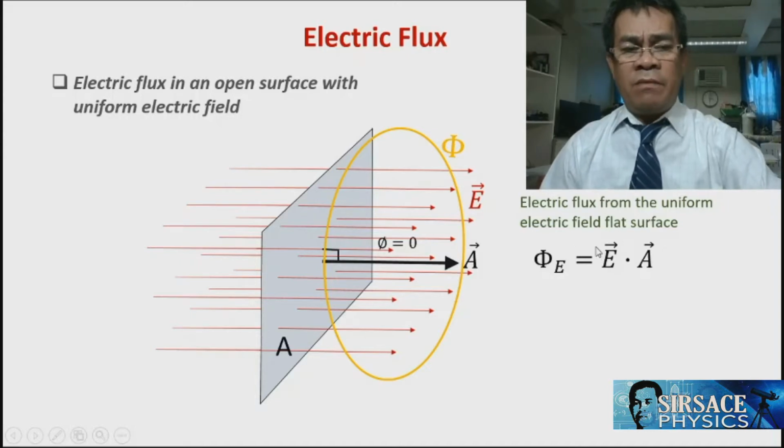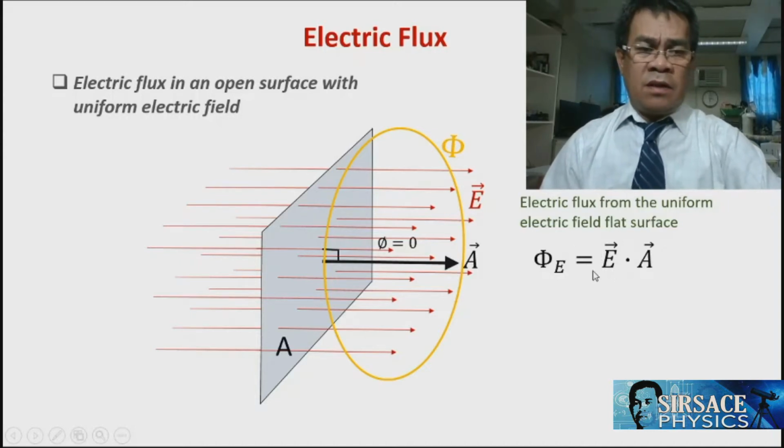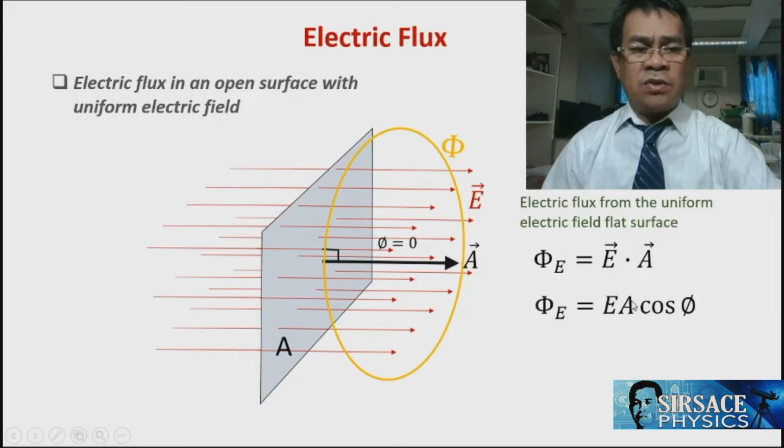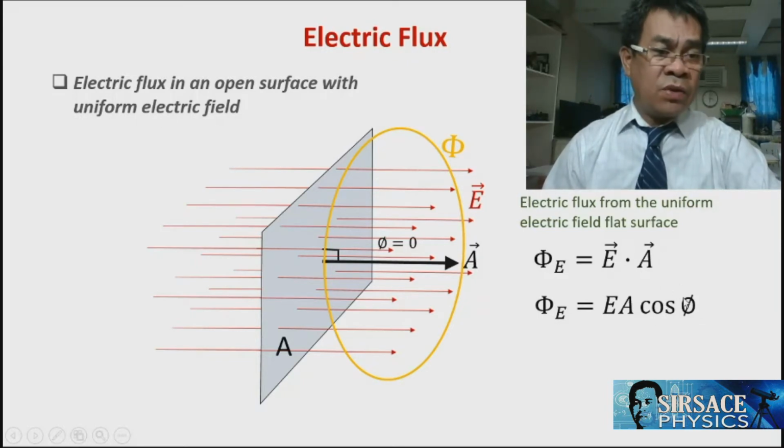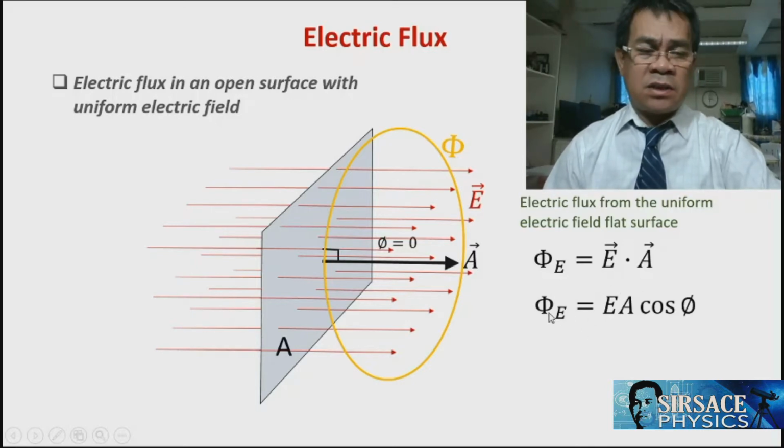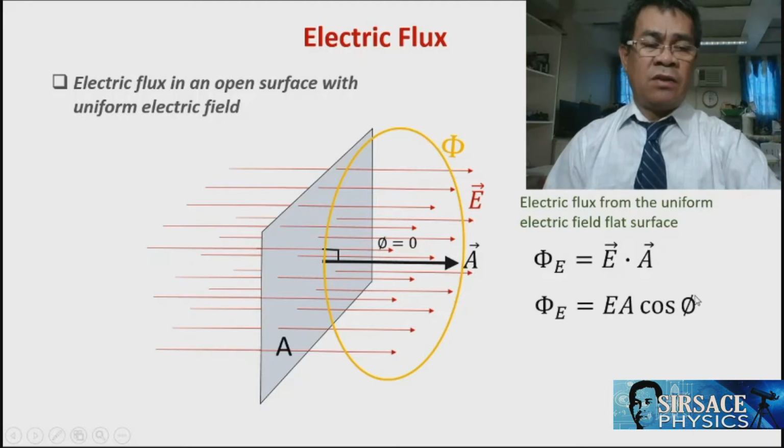So, the principle of that dot product is actually multiplying the magnitude times the cosine of the angle between them. Therefore, in terms of its magnitude, the flux can be calculated by the product of the magnitude of the electric field multiplied by the magnitude of the normal area vector, which is the area of the surface, and multiplying by the cosine of the angle θ. Take note, the angle θ is the angle from the electric field going to the area.